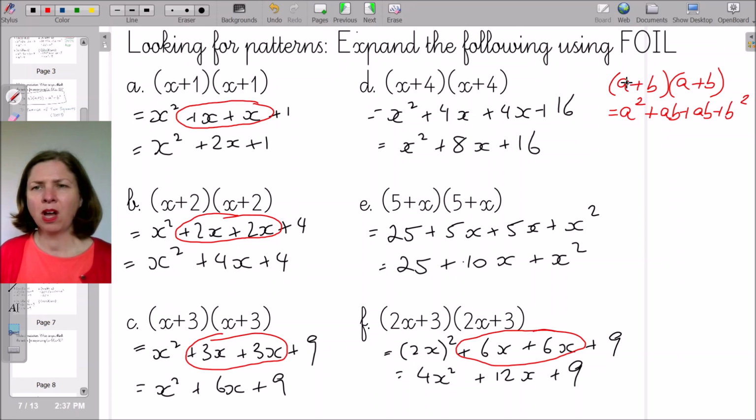So I multiply the first term by itself to get a squared, then I multiply the first term by the second term and add that twice, and then I square the second term. So I get a squared plus 2ab plus b squared. And this is our formula. So let's go to the next slide.